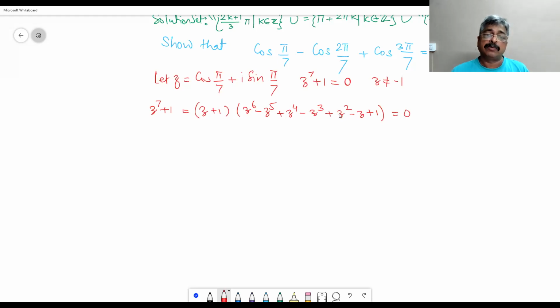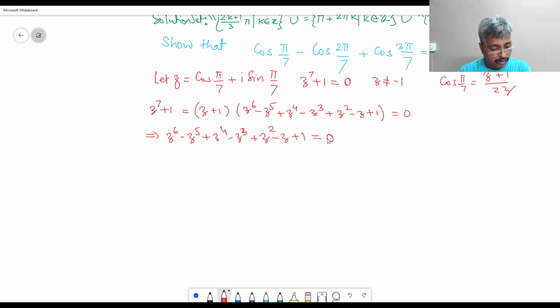Now z is not equal to minus 1, therefore this factor, maybe I am just taking another route for solving this. I think the majority of you have tried to express cos pi by 7 as z square plus 1 upon 2z, z fourth, and then simplified. That is correct. If you get the answer right, it is correct. But I'm just taking another route and showing you another interesting property. So if z is not equal to minus 1, it makes z raised to 6 minus z raised to 5 plus z raised to 4 minus z raised to 3 plus z square minus z plus 1 is equal to 0.